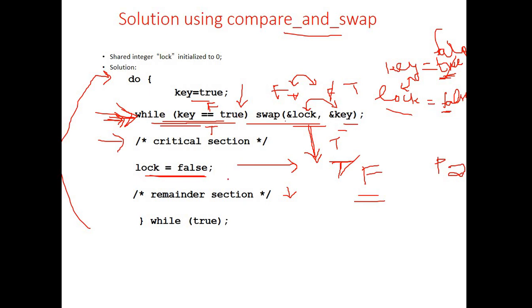As soon as process P1 comes out of the critical section, it changes the value of the lock to false. So what happens when the lock value is false and the key value is also false? When they are passed to the swap function, the lock and key values are interchanged and then the while loop will terminate for process P2. In that way, process synchronization between two processes is achieved, solving the critical section problem.